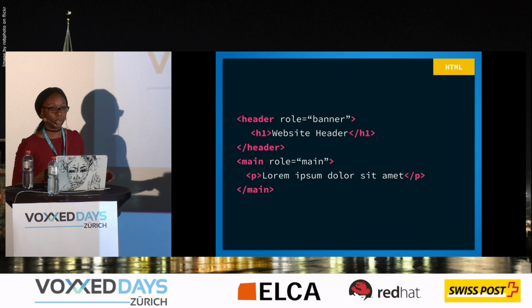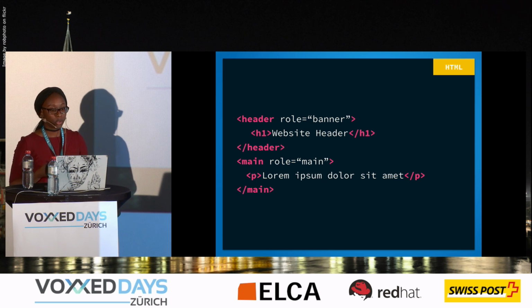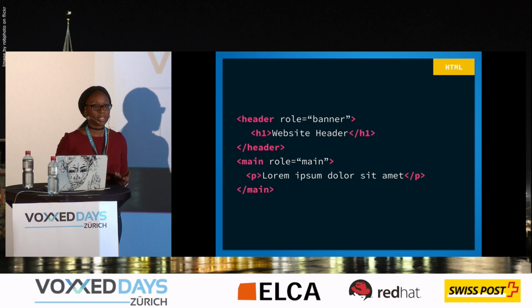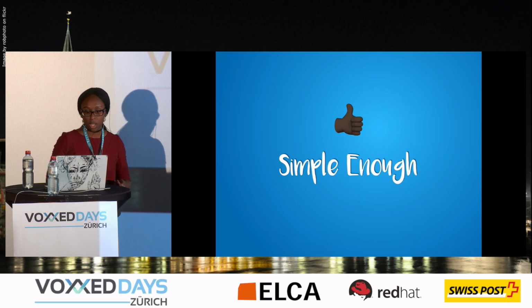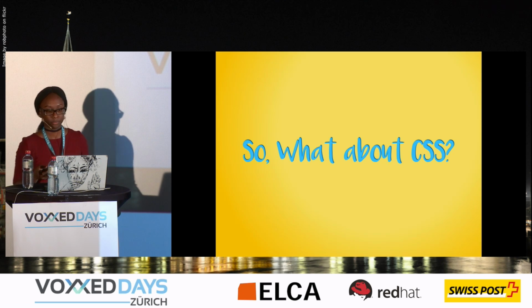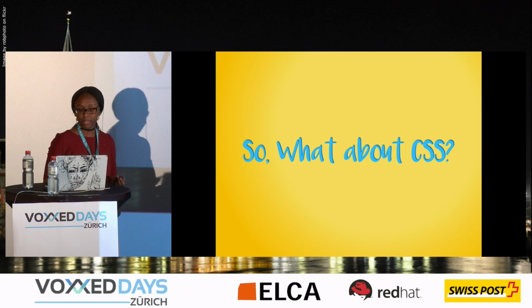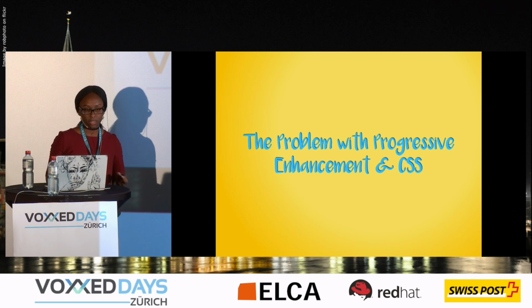In this case, we can use ARIA roles to add that extra information. For browsers that don't understand what header or main means, they'll get that same information from the ARIA roles that we've applied. So again, simple enough. So now to the actual question, well, what about CSS? There's a bit of a problem with progressive enhancement and CSS.